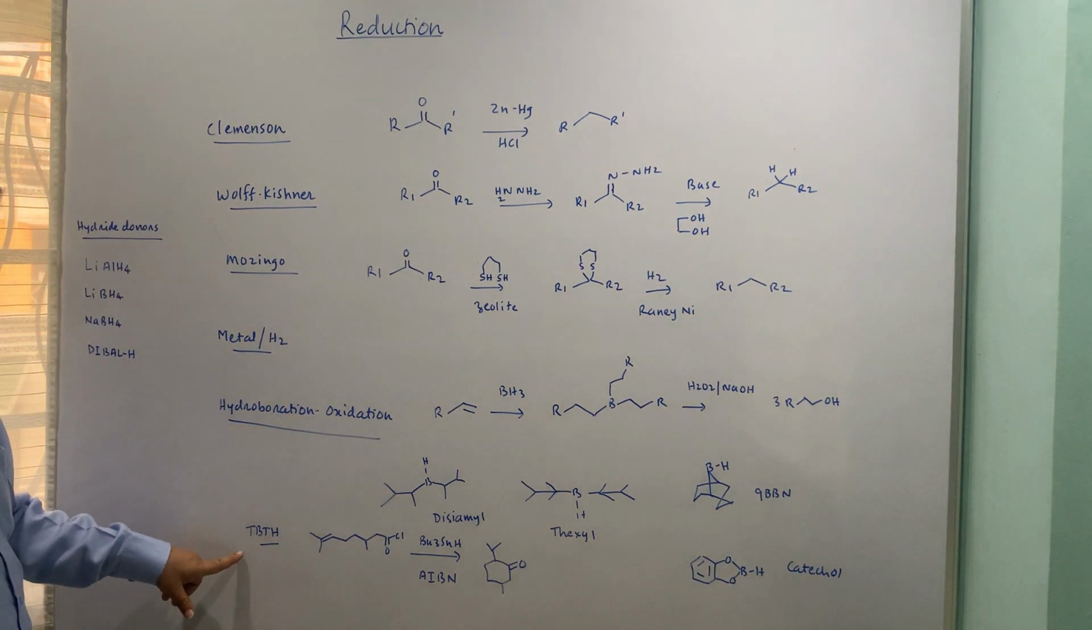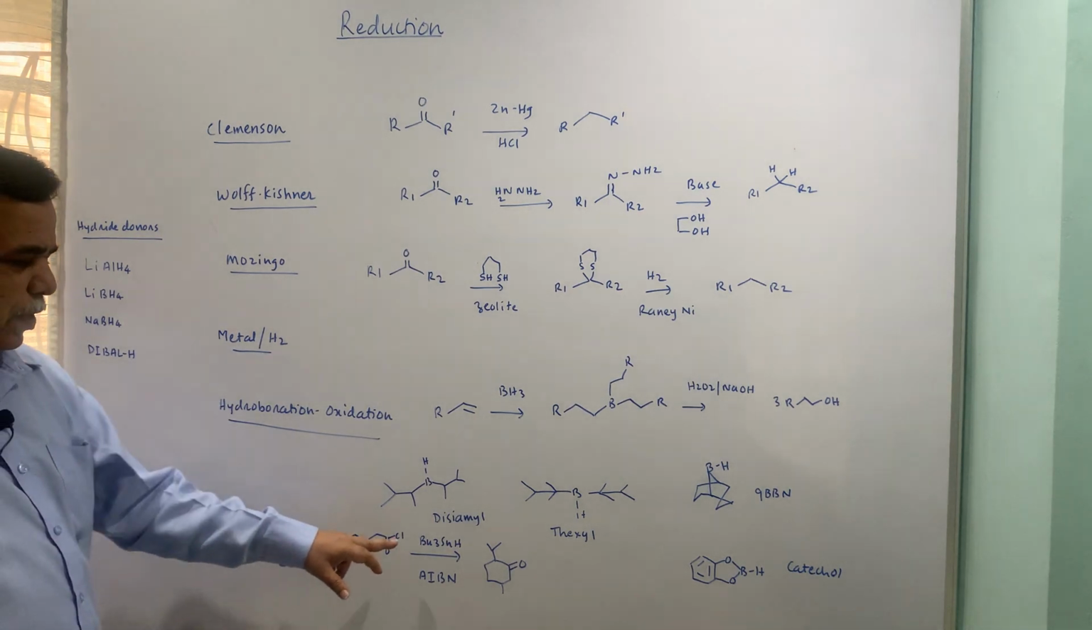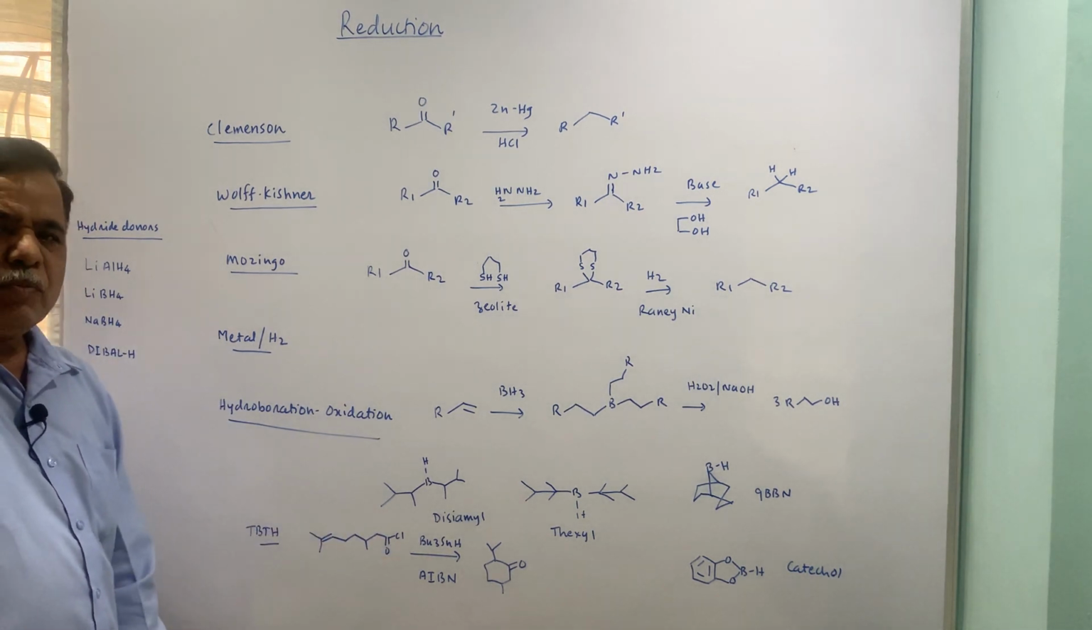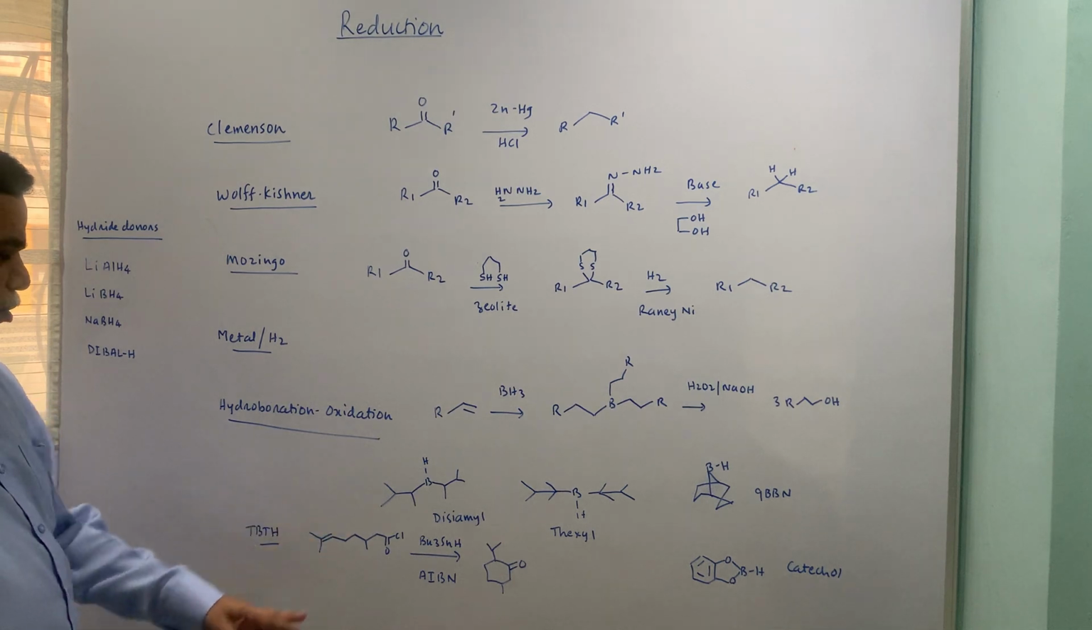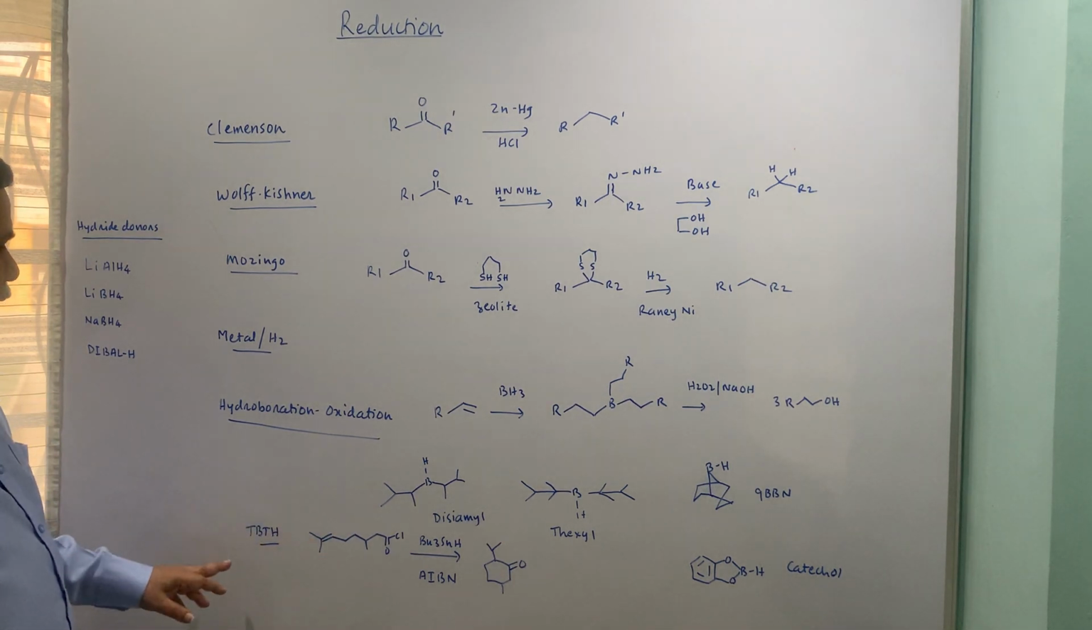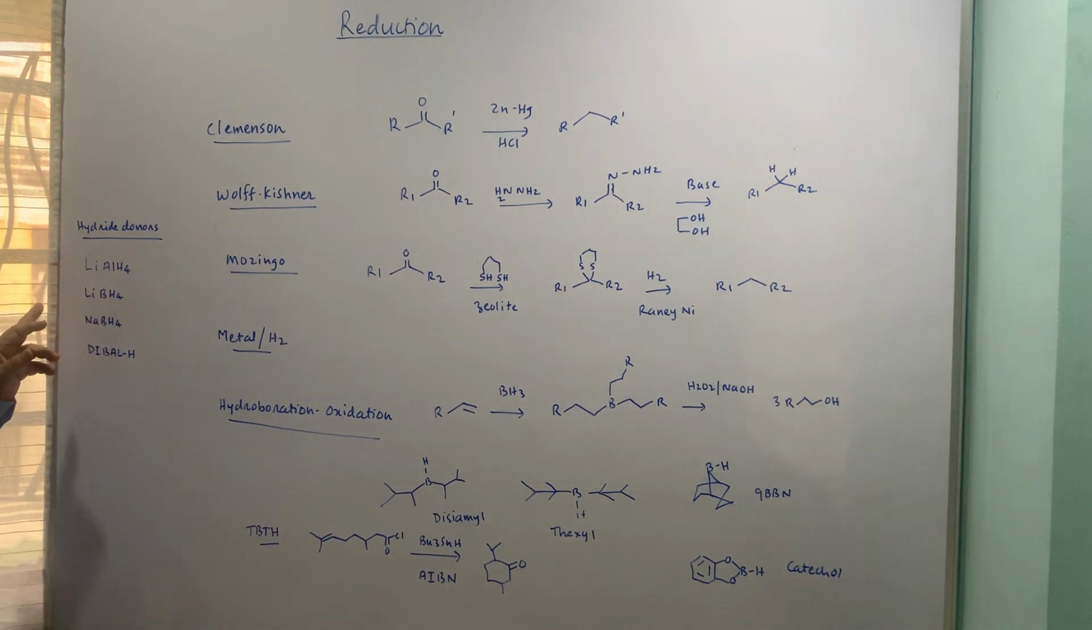The next one is tributyl tin hydride. Now this works in the presence of azoisobutyronitrile. We'll see all those mechanisms, and more importantly the hydride donors. You must have heard about all these reagents: lithium aluminum hydride, lithium borohydride, sodium borohydride and diisobutyl aluminum hydride.